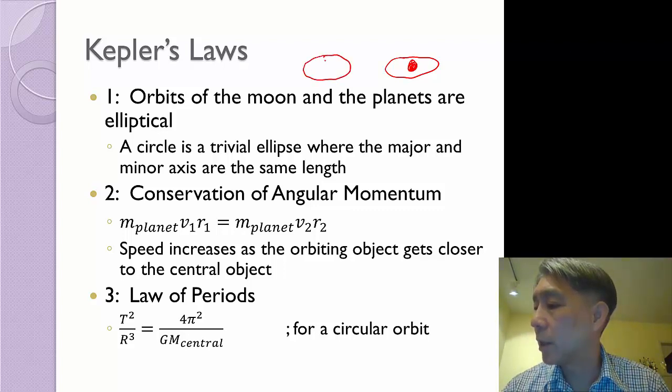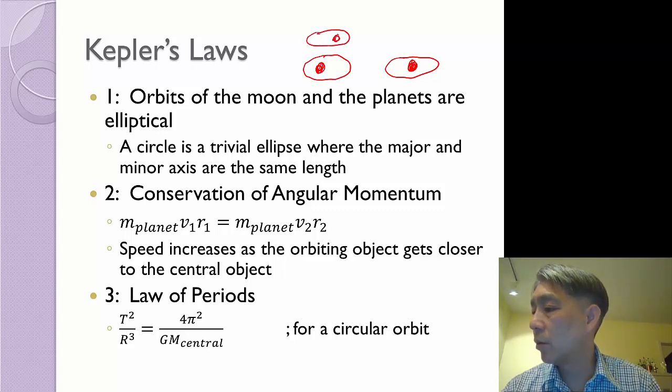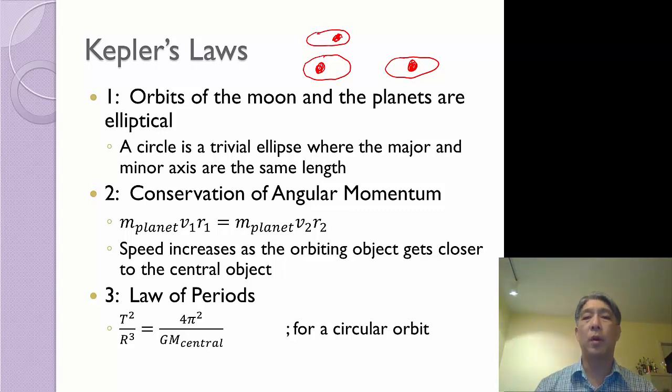Instead, the central object is at one of the foci, either to one side, to the left, or over to the right. We'll talk about that a little bit in class because I have a great demonstration for it. And another thing to remember is that a circle is a trivial ellipse, in the same sense that a square is a rectangle. If I do one of those SAT analogy things, I don't think they actually do them anymore, but: a circle is to an ellipse as a square is to a rectangle. Basically in a square, both sides are the same. In a circle, both axes are the same.